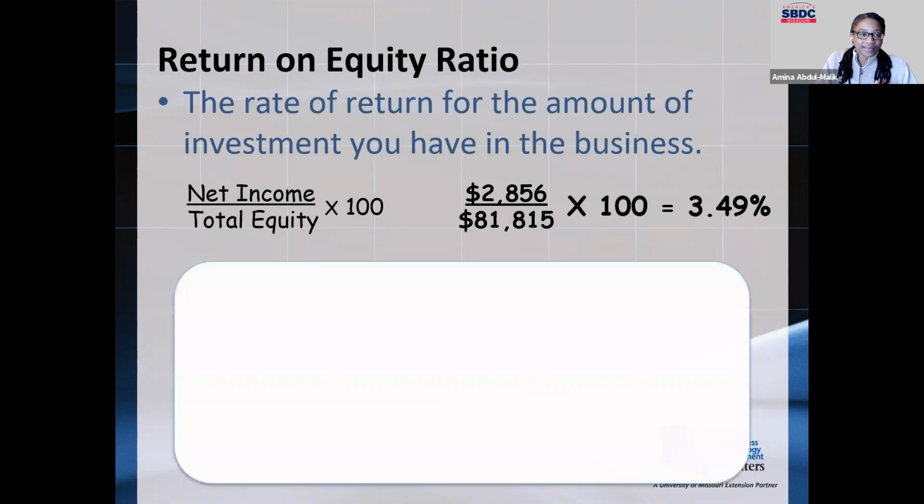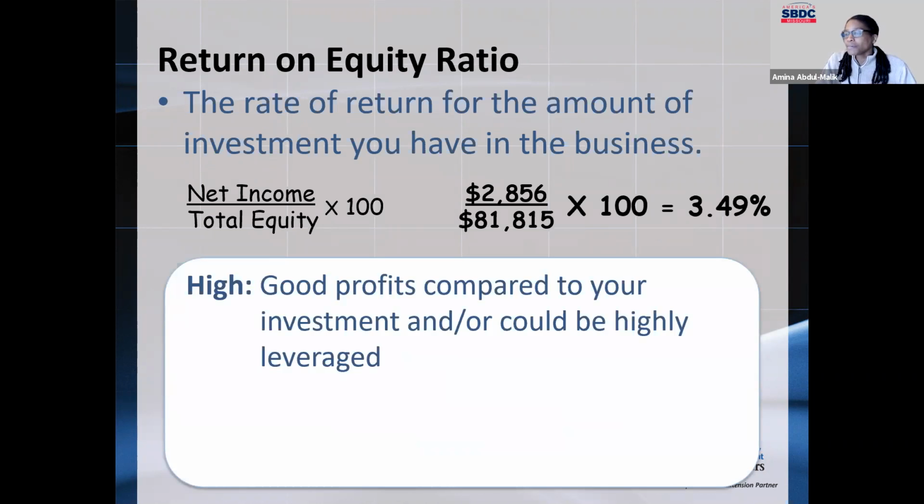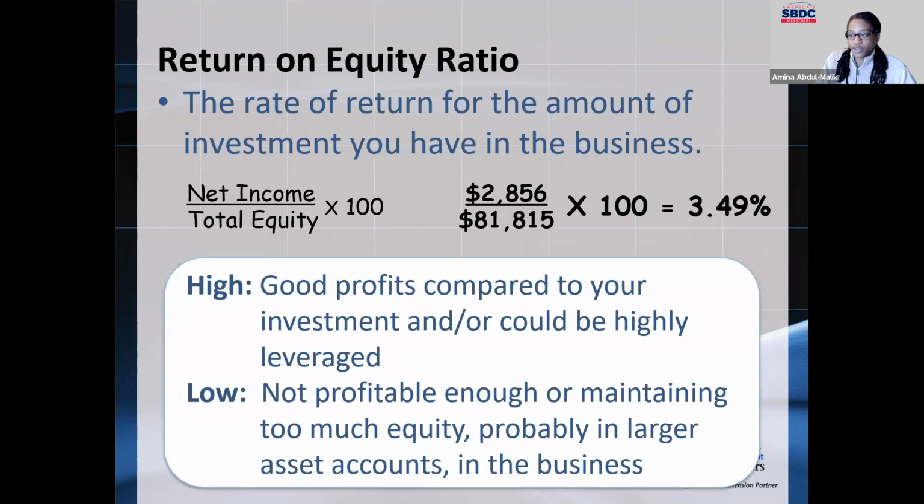And then the last ratio on here should be this return on equity ratio. This is a very fun ratio because it's essentially showing you the rate of return for the amount of investment you have in your business. So it takes your net income, you divide that by your total equity that you have in the business, and you multiply that by 100, and you get a percentage from this.